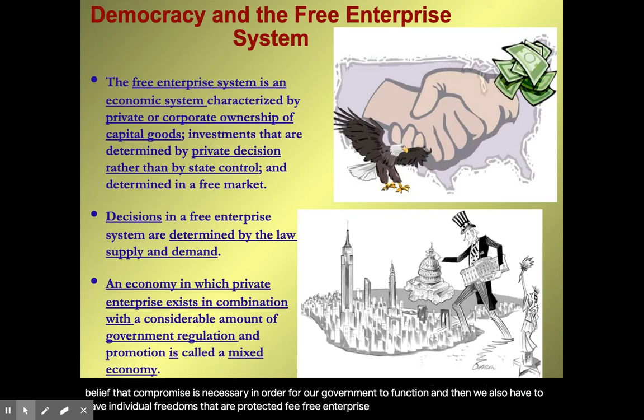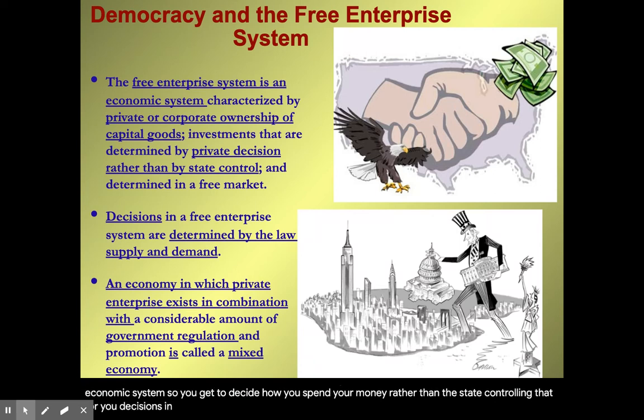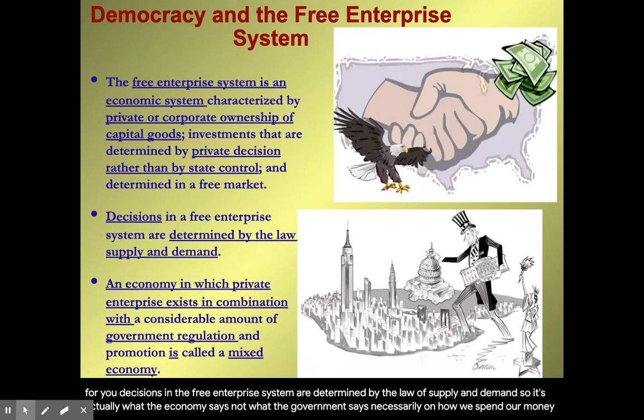The free enterprise system is the kind of economy we have, so we'll get more into this when we start econ in late October. But this is where people are allowed to have private ownership, or corporations can own capital goods, and we have private decisions on our economic system. So you get to decide how you spend your money rather than the state controlling that for you. Decisions in the free enterprise system are determined by the law of supply and demand. So it's actually what the economy says, not what the government says necessarily, on how we spend our money.